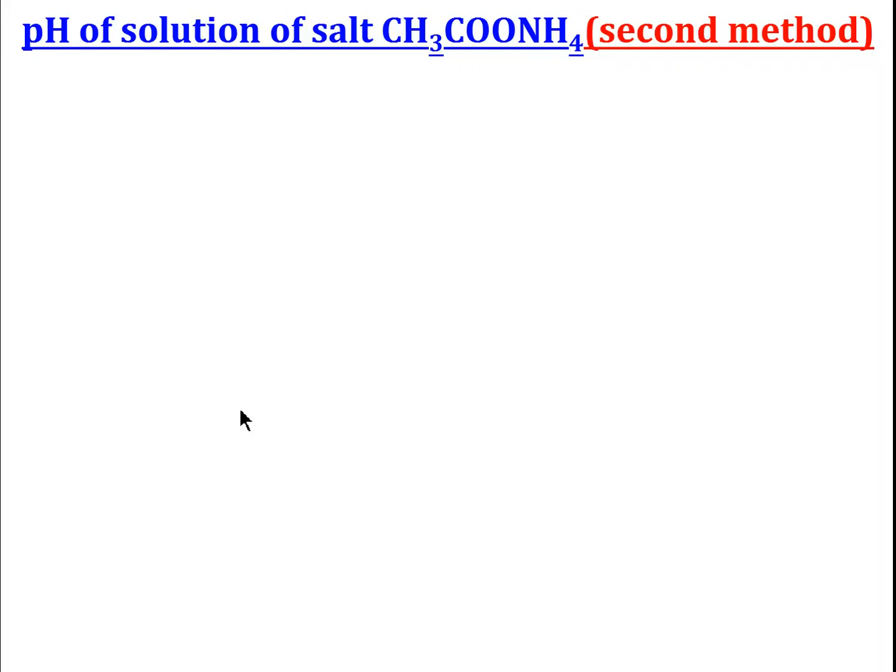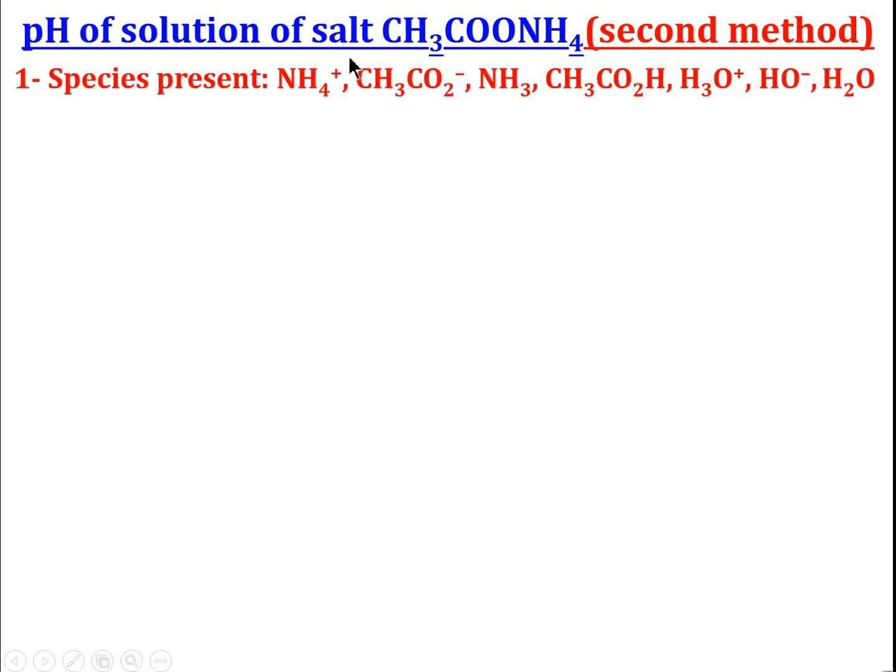We can prove the formula half of pKa1 plus pKa2, the formula of the pH of a salt solution obtained from a weak acid and a weak base, by another method. This method is the calculation of pH by following steps. First, what are the species present? We have acetate and NH4+ from the dissociation. The presence of NH4+ indicates the presence of NH3, and the presence of CH3COO- indicates the presence of CH3COOH. And we have H3O+, OH-, and H2O.